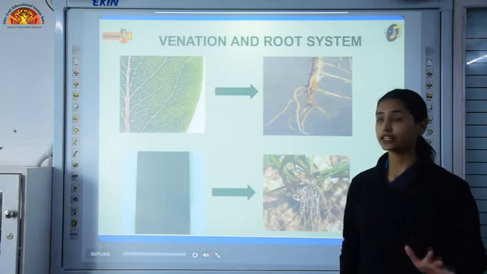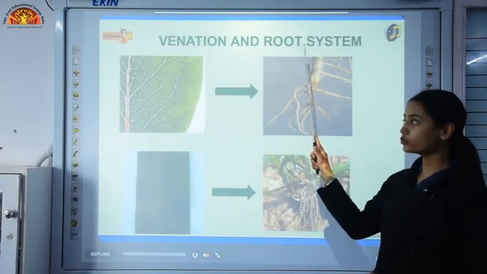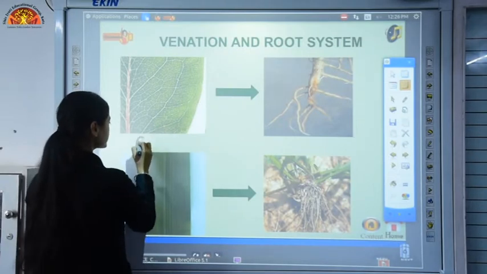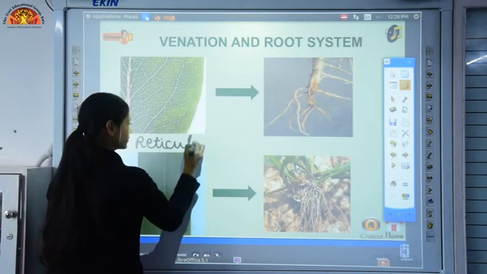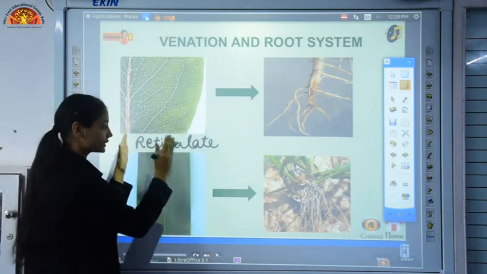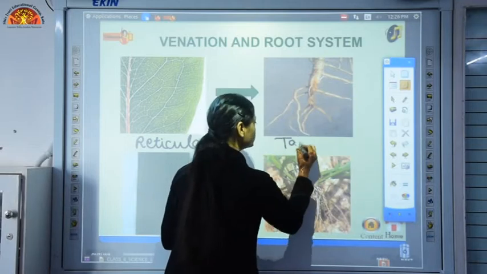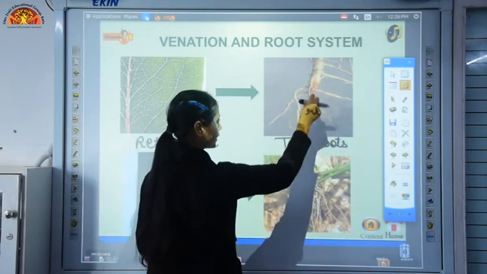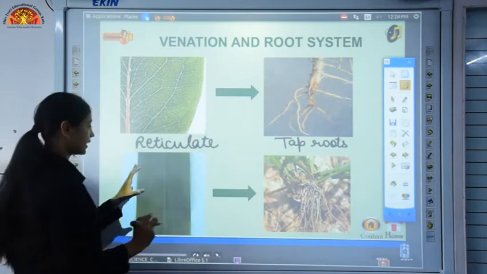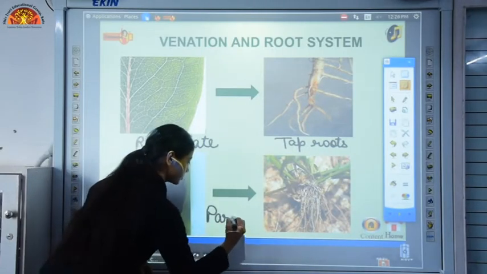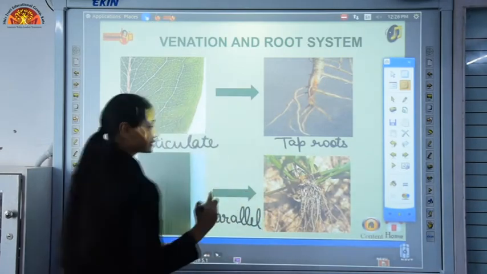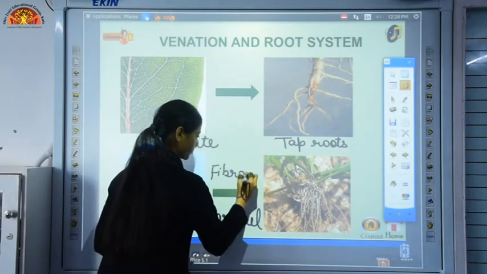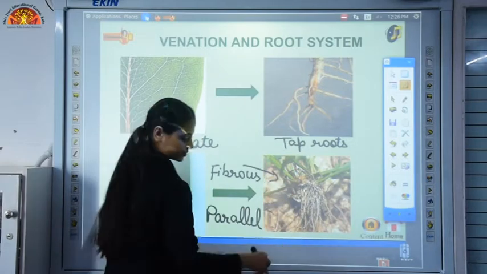Now kids, there is a relation between the type of venation and the type of root. As you can see here, what type of venation is this? This is reticulate venation, web-like structure. So these plants always have taproots, and we have discussed what taproots are in our part 1. There is a main root and we can see roots arising from the lateral side. And the plants in which leaves have parallel venation, the type of root is always fibrous. I am writing it here only. These are fibrous, hair-like structures.